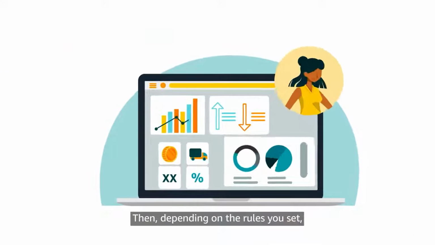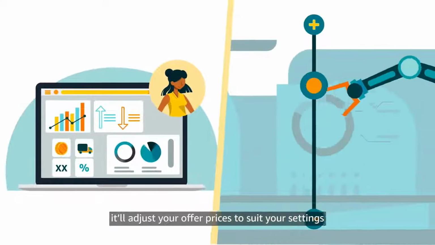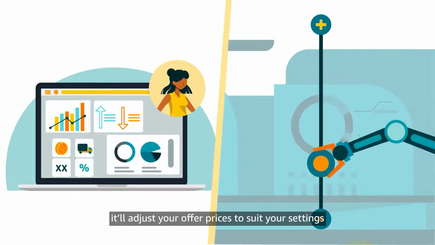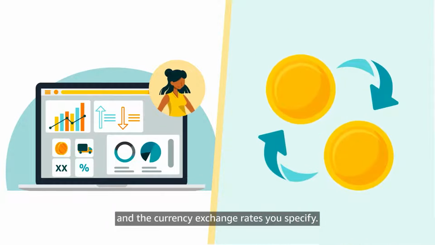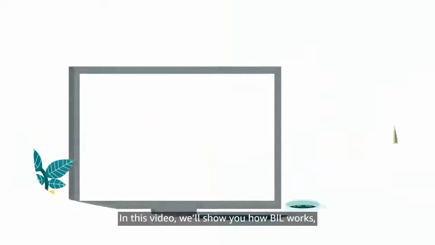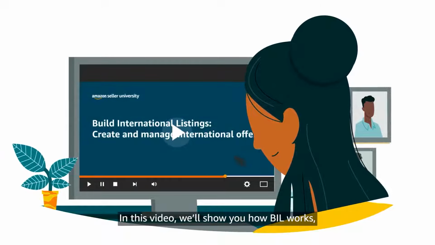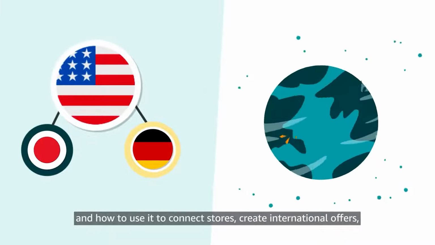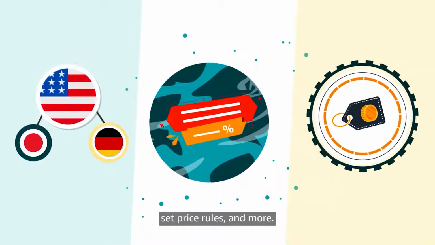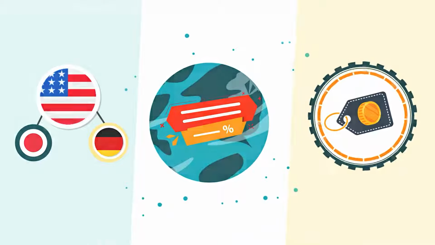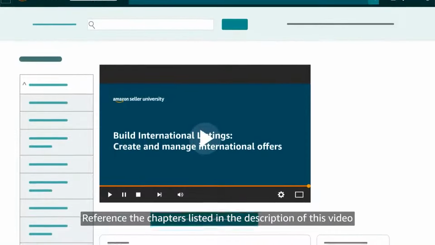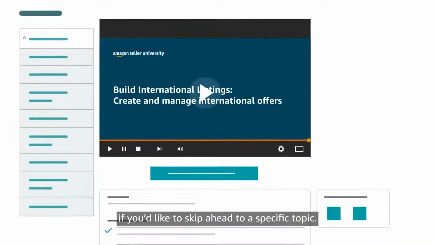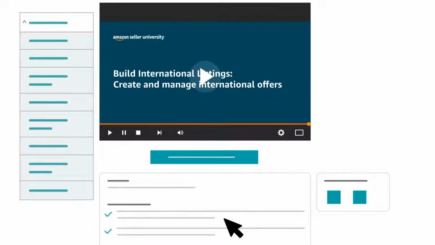Then, depending on the rules you set, it'll adjust your offer prices to suit your settings and the currency exchange rates you specify. In this video, we'll show you how BIL works and how to use it to connect stores, create international offers, set price rules, and more. Reference the chapters listed in the description of this video if you'd like to skip ahead to a specific topic.